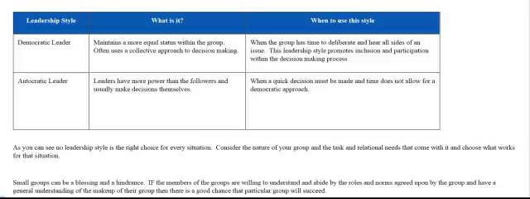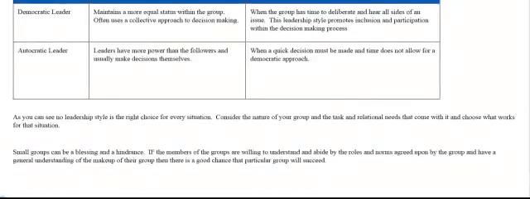Small groups can be a blessing and a hindrance. If the members of the groups are willing to understand and abide by the roles and the norms agreed upon by the group, and have a general understanding of the makeup of their group, then there's a good chance that that particular group will succeed.